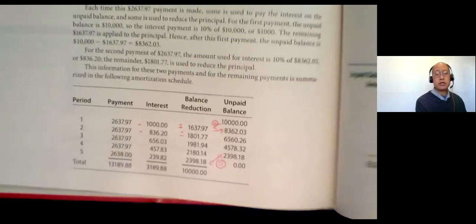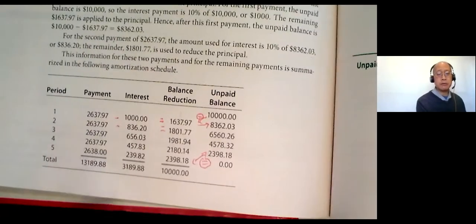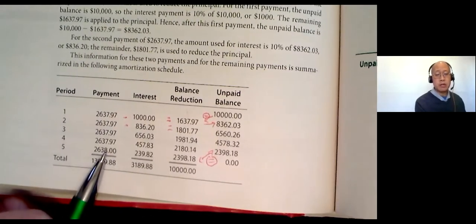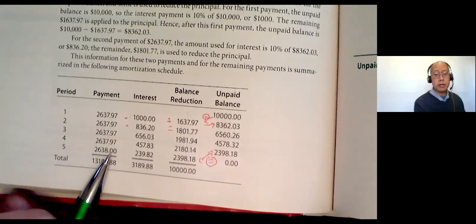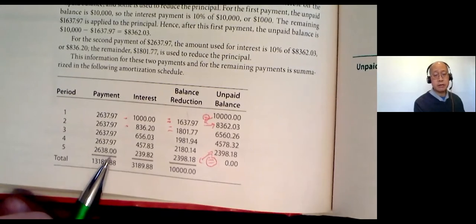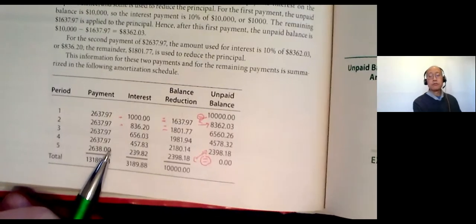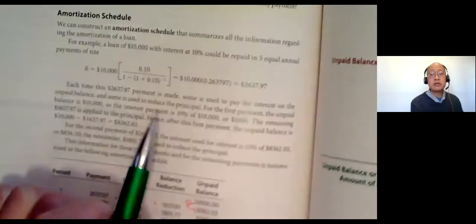Okay, so I was going to show you at least 3 examples. Here's one example where the final payment's a little bit higher. I'll show you one where it's a little bit lower, and I'll show you one where it's exactly the same. All right, now in this case, the interest was 10% per period.